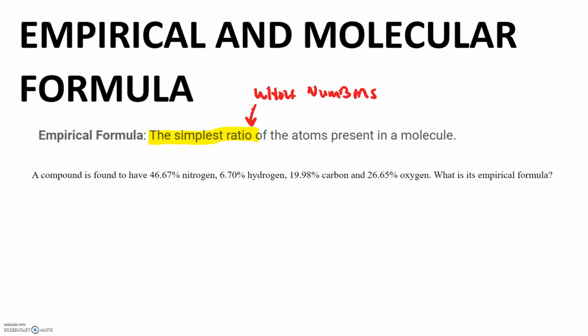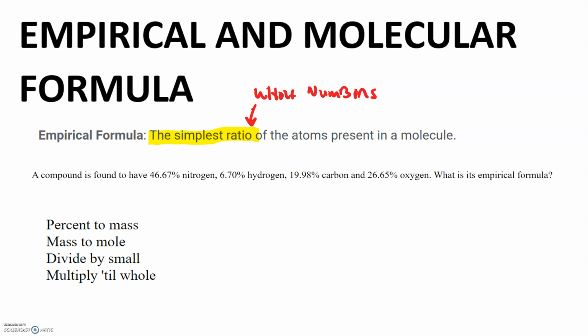We've got a compound that is completely unknown, but a little analysis shows its percent composition. It says it is 46.67% nitrogen, 6.7% hydrogen, 19.98% carbon, and 26.65% oxygen. What is the empirical formula? So we're going to follow a very simple set of rules here, and they rhyme so you can remember them a bit more easily. Check it out.